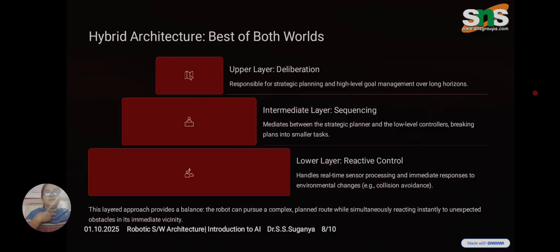Hybrid architecture is the best of both worlds. It balances planning and reaction. We have three different layers: upper layer, middle layer and lower layer. The upper layer handles long term goals and strategy, the middle layer handles breaking huge tasks into different sequences, and the lower layer reacts instantly to changes. For example, a delivery robot can plan its path but still avoid obstacles in real time. So this design combines the best aspects of both deliberative and reactive robotic systems.